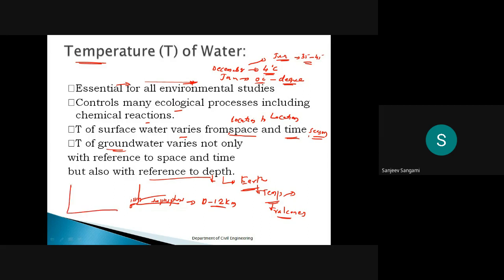Normally, if you plot temperature versus depth, up to 12 kilometers it will go on decreasing. Up to 12 kilometers the temperature will go on decreasing. When it crosses the troposphere, then again the temperature profile will be like this, whatever curve I am drawing here, it will go like this.